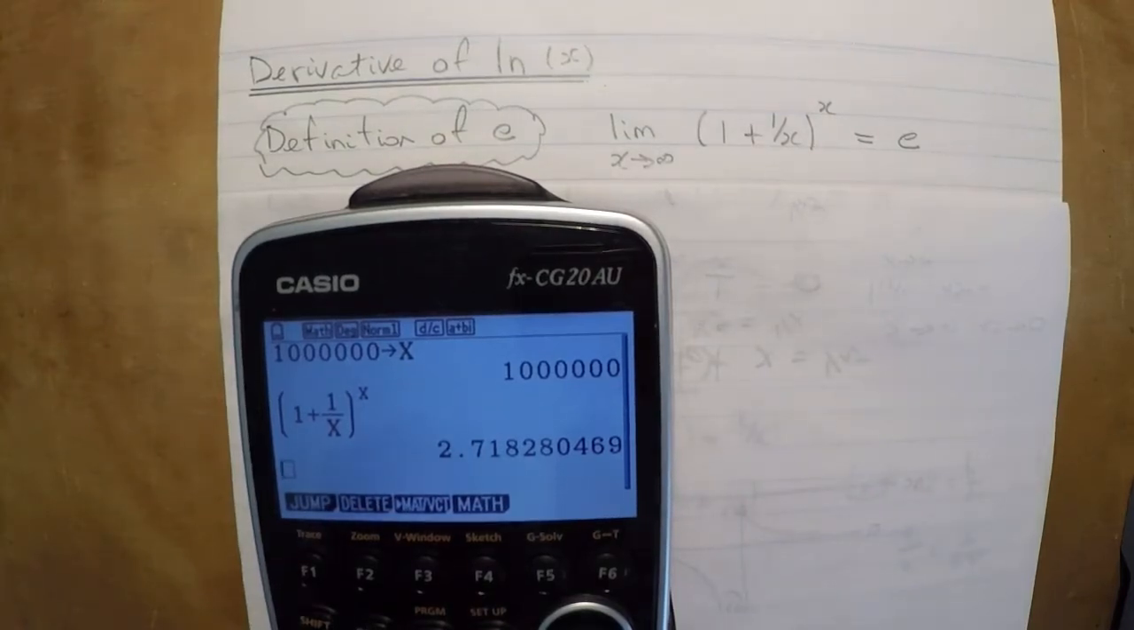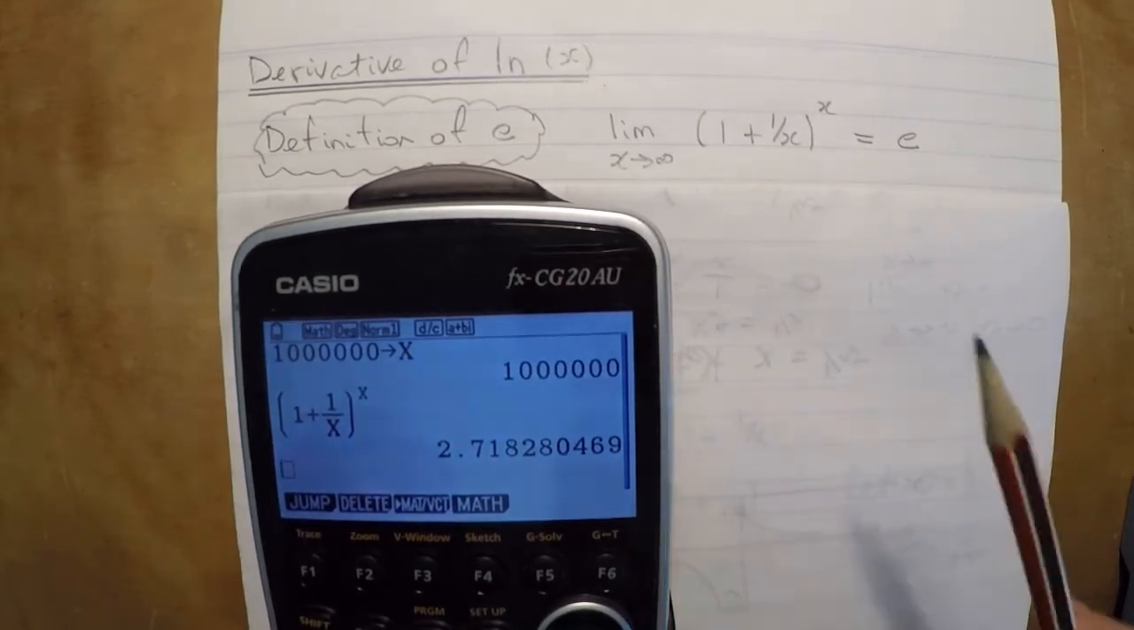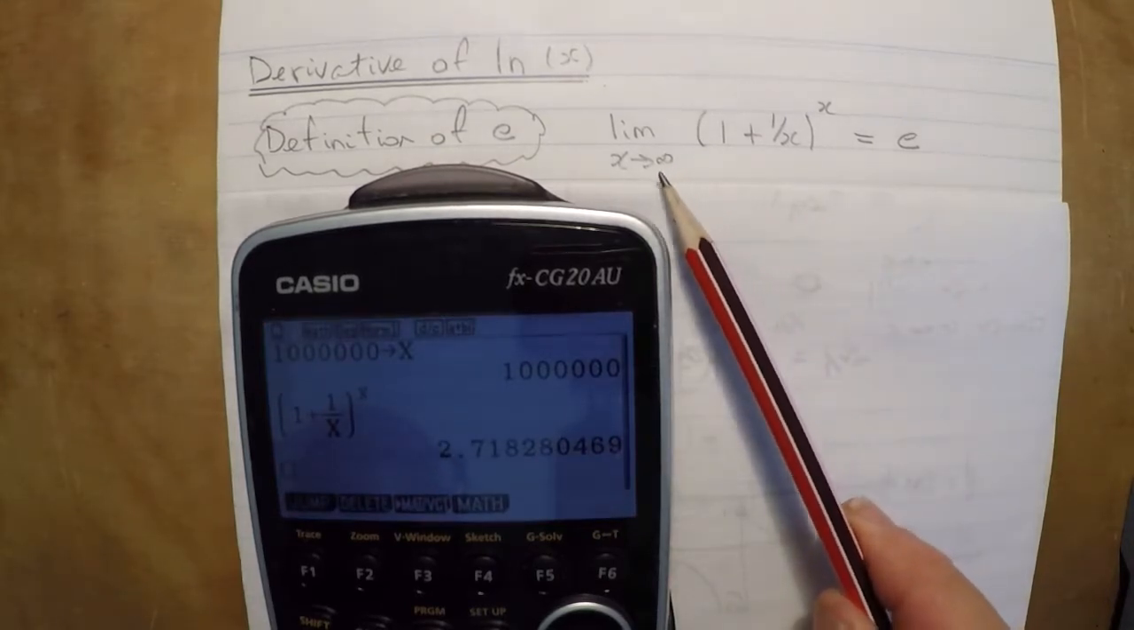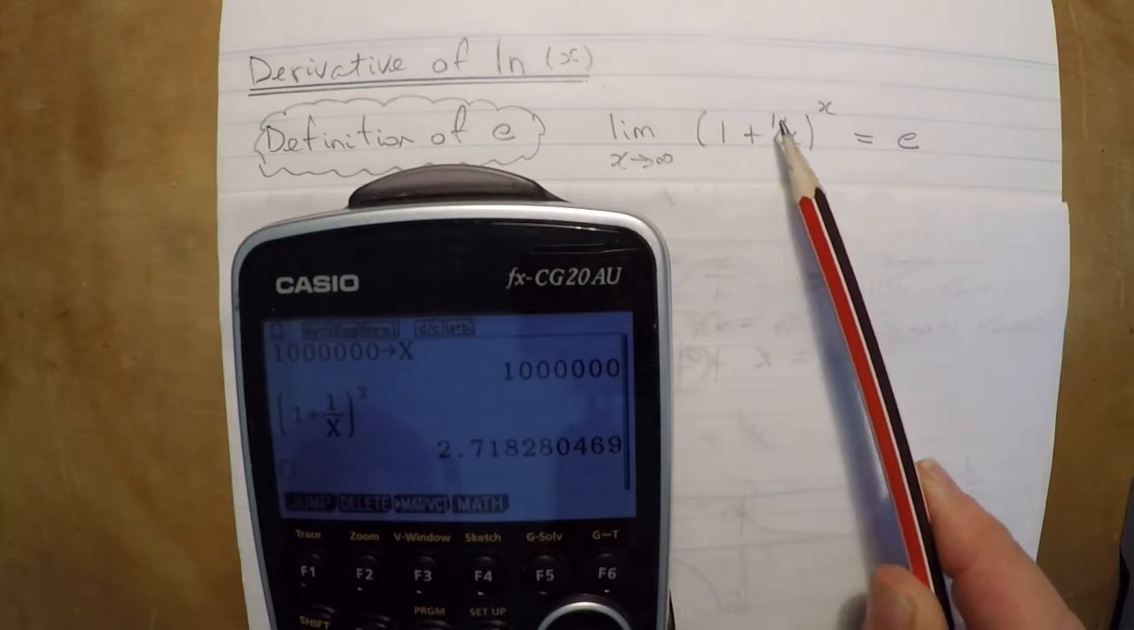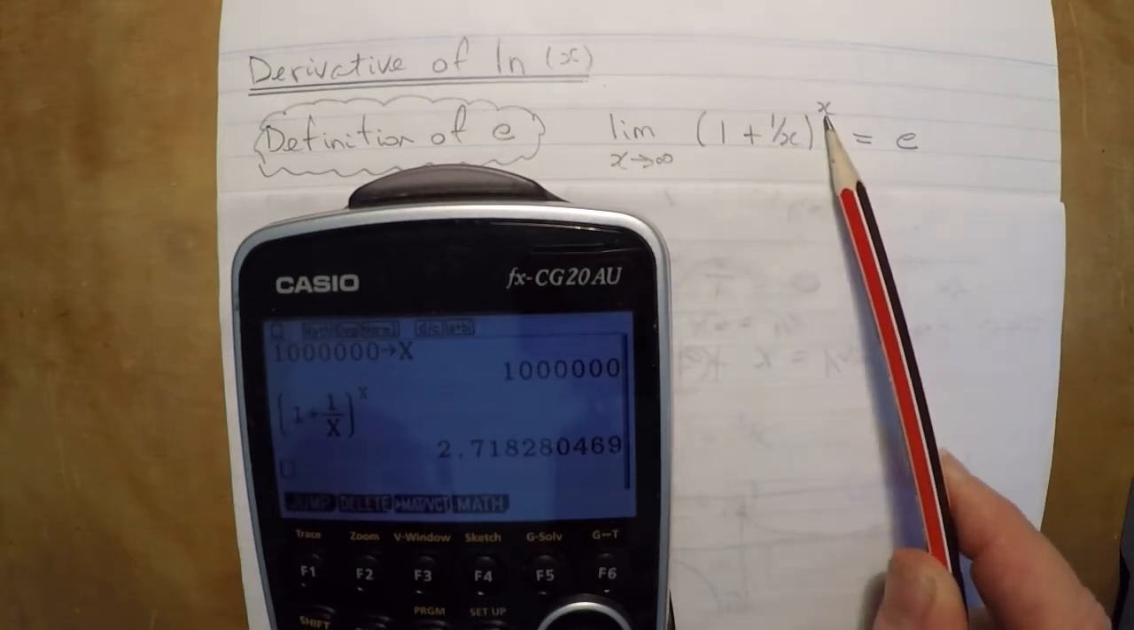In this video I'm going to demonstrate how we find the derivative of the natural log of x. But before we do that, there's a couple of little preliminaries we have to get under our belt. First is the definition of the number e. It's an irrational number, and one way to define e is as a limit as x approaches infinity of this expression, 1 plus 1 over x to the power of x.